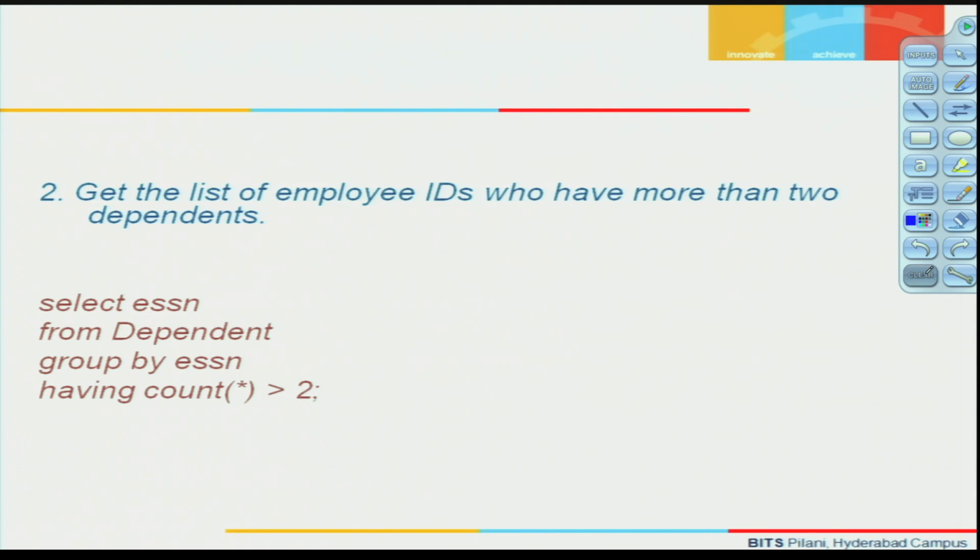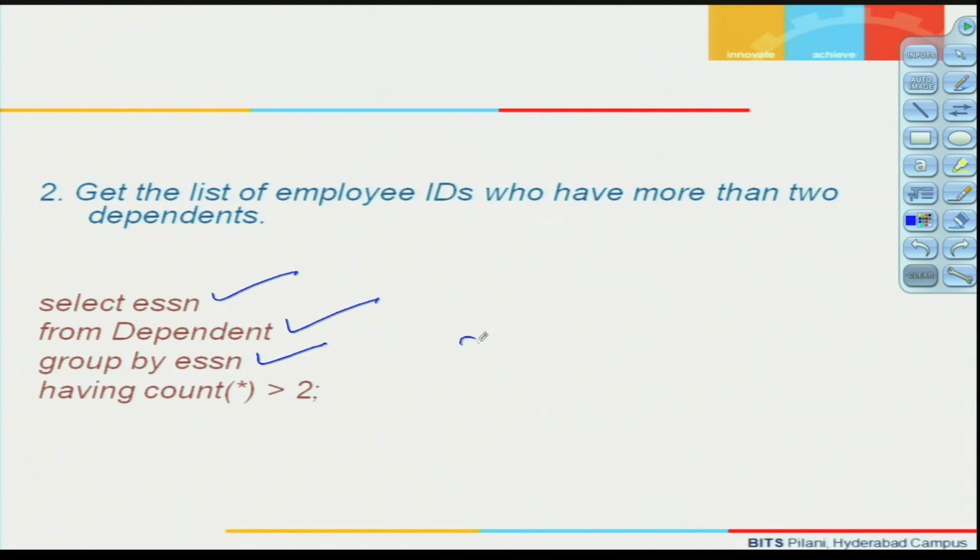The second query is to get the list of employee IDs who have more than 2 dependents. In this case, of course, I need to use the group by operation. Select ESSN from dependent table, group them by ESSN. If an employee is not having any dependents, his entry will not be there in the dependent table.